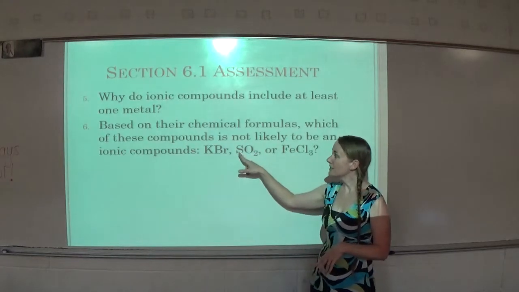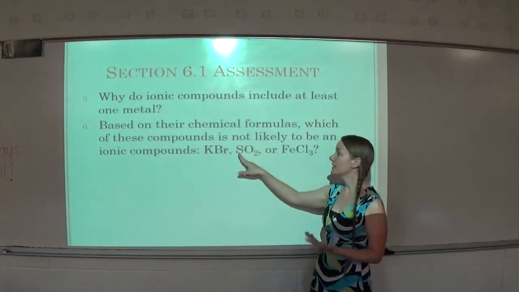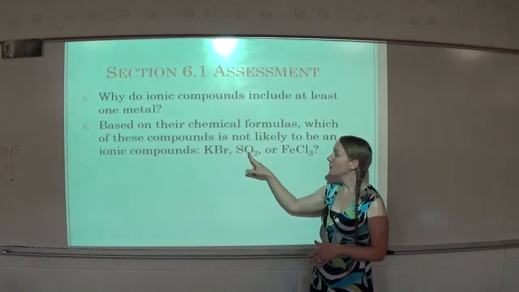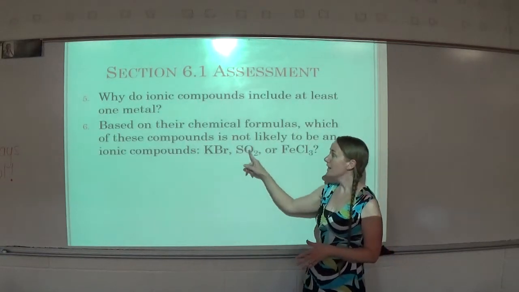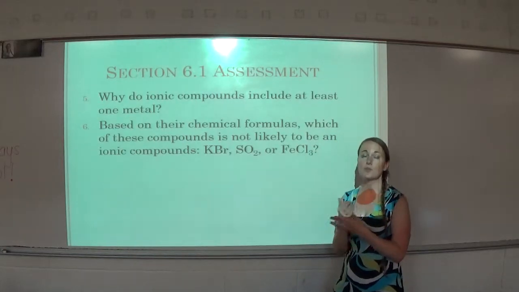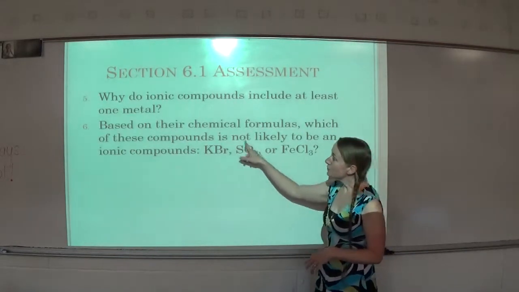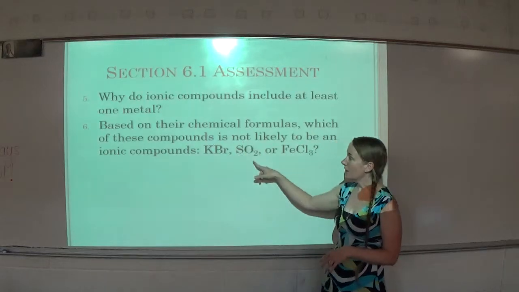SO2: S, if you look, is in group 16. It's going to have a negative 2 charge. O is also in group 16, so it's also going to have a negative 2 charge. So negative 2 and negative 2 would not attract through an ionic bond. So this would be one that would not form an ionic bond.